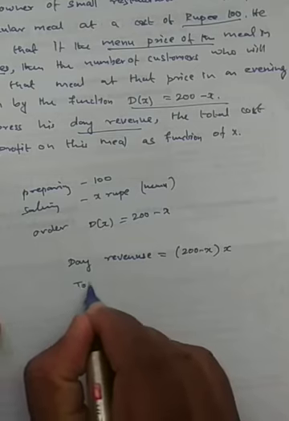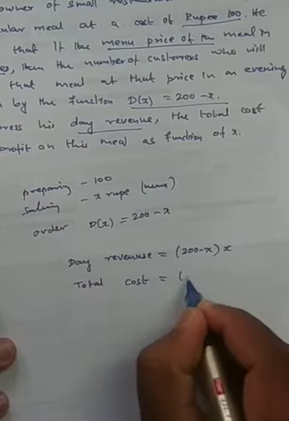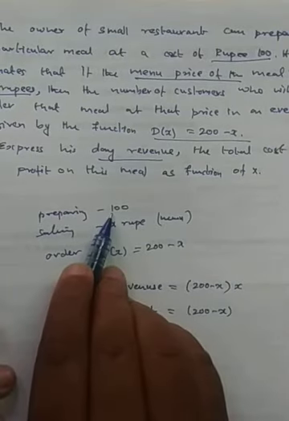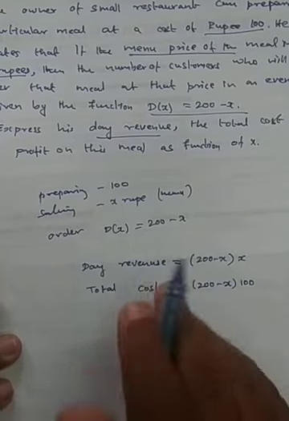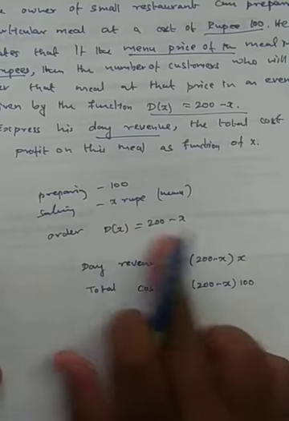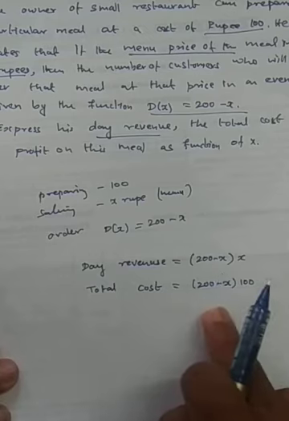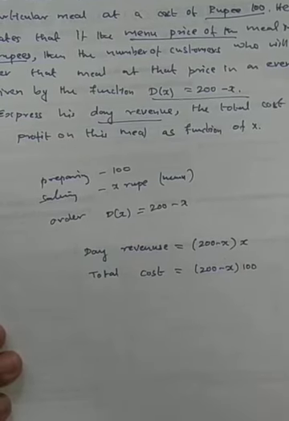The next one is total cost. Here you can write total cost. For preparing, how much order is there? 200 minus x. How much is the preparing cost? 100 rupees. That's why 100 is coming here. Daily revenue: totally how much we will collect? Rupees x, so that's why 200 minus x into x. Total cost is 200 minus x into 100 will come. That is what we are getting here.